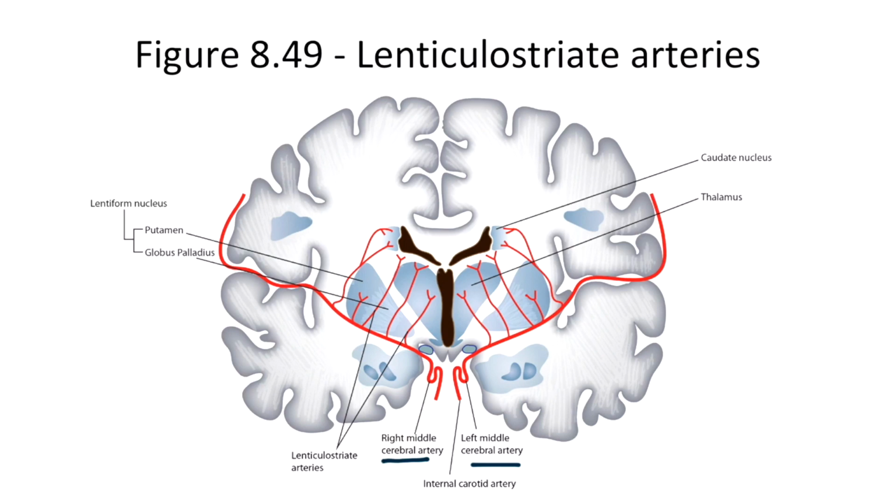We can see the internal capsule right here, as well as the basal ganglia. We have the putamen, the globus pallidus, the caudate nucleus, and the thalamus. Knowing this, we can deduce the symptoms a patient may have if these arteries are damaged. Damage to the internal capsule would result in contralateral paralysis and sensory deficits. This is because the corticospinal tract and the thalamocortical tracts pass through the internal capsule.